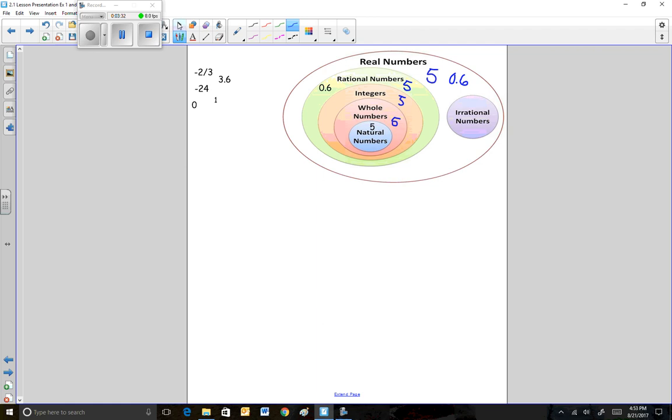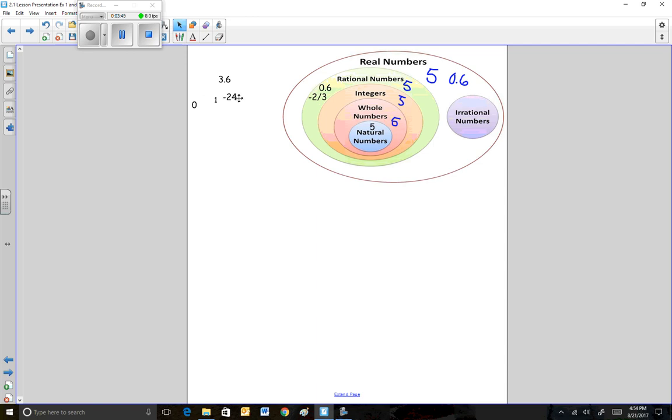Let's take a look at our negative 2/3. Negative 2/3, you wouldn't count by it. It's not a whole number. It's not an integer because it's not a whole number. But it is rational, so we'll place it under rational.